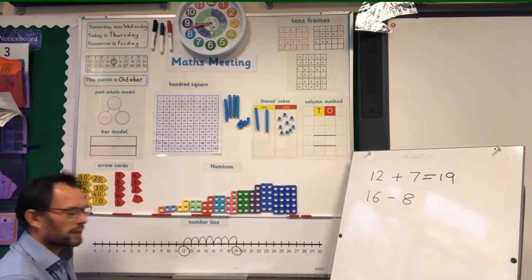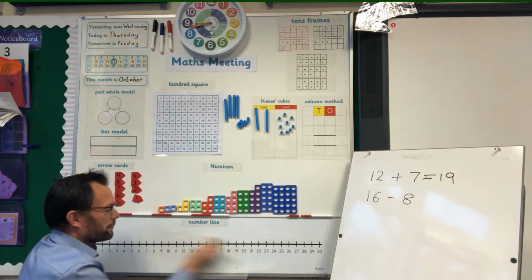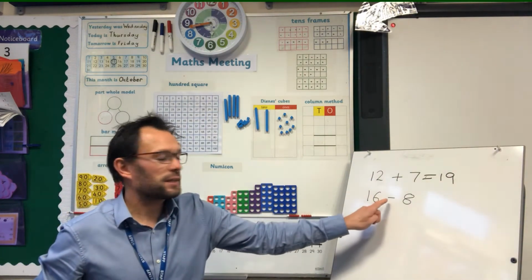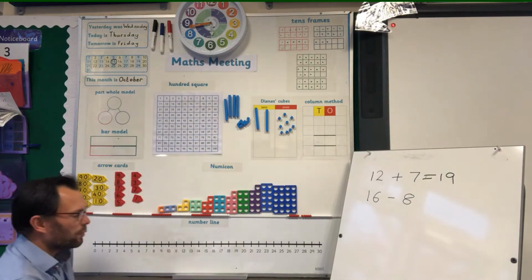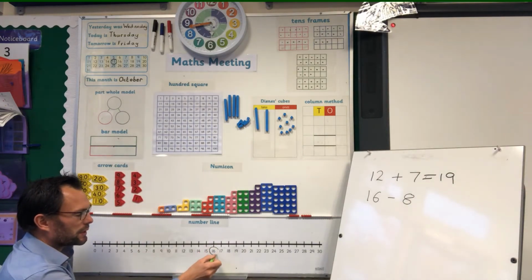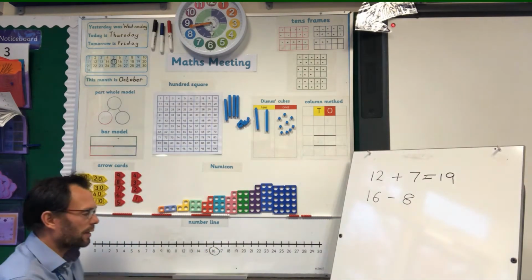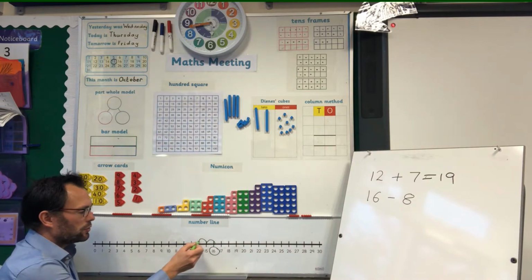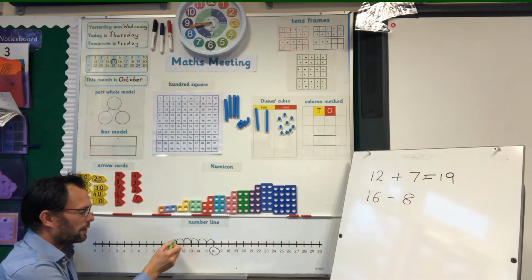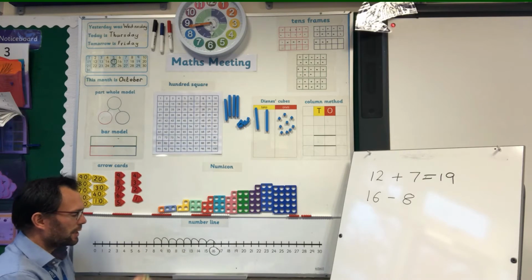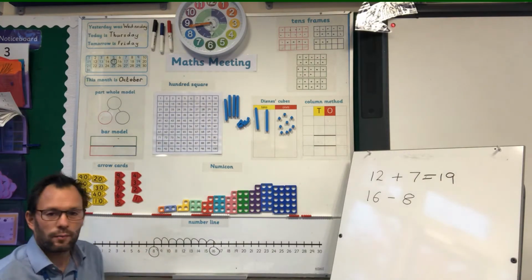We've also been using the number line to subtract. And so to find the answer to 16, take away 8, we would circle the number 16 and then we would count back 8. 1, 2, 3, 4, 5, 6, 7, 8. And we have landed on the number 8.